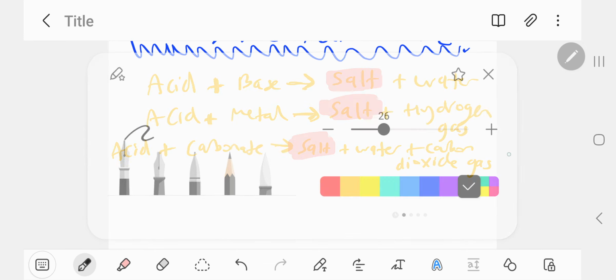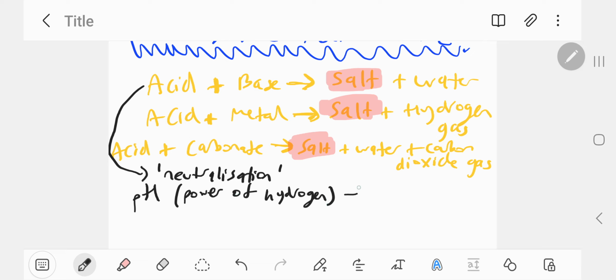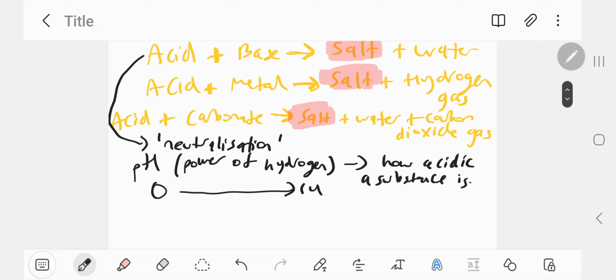Let's look at acid-base reaction, also known as neutralization. Neutralization because the salt that's formed and the water is neutral. pH, if you recall, power of hydrogen, measures how acidic a substance is. The pH scale goes from 0 all the way through to 14. It's just a number system.